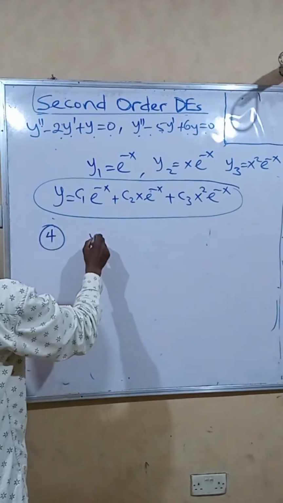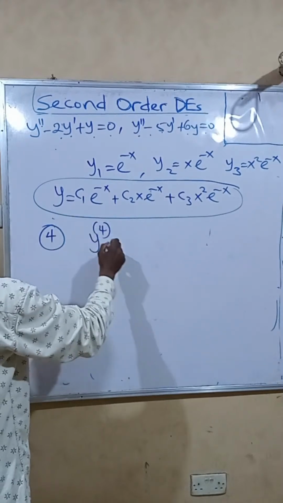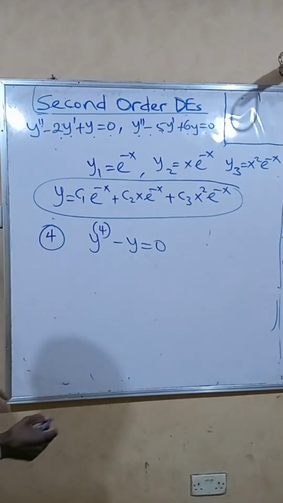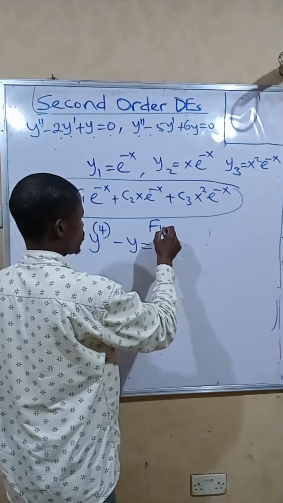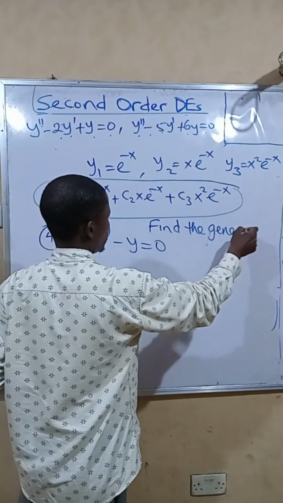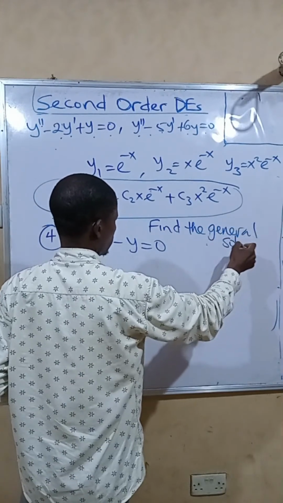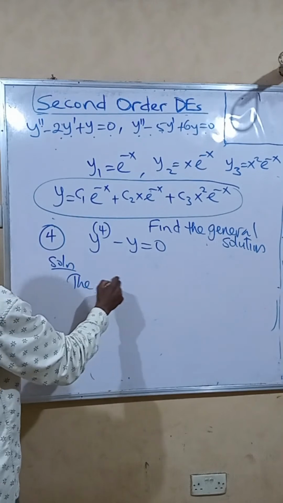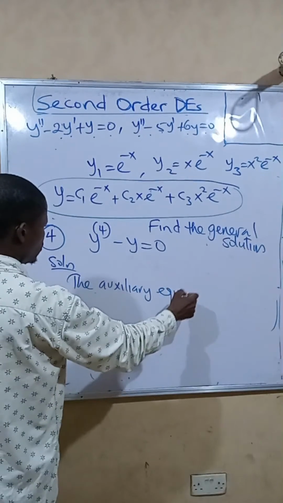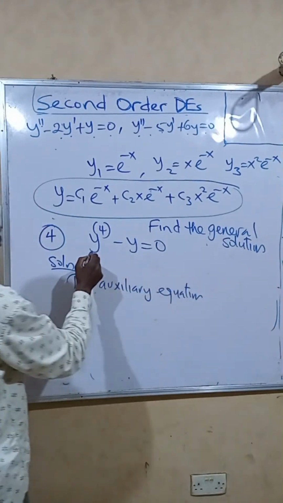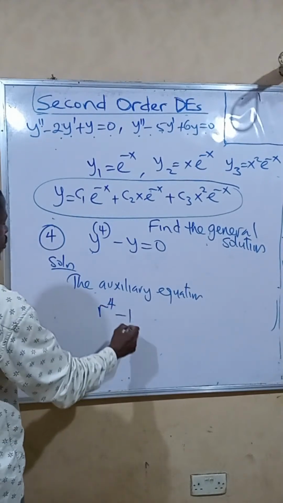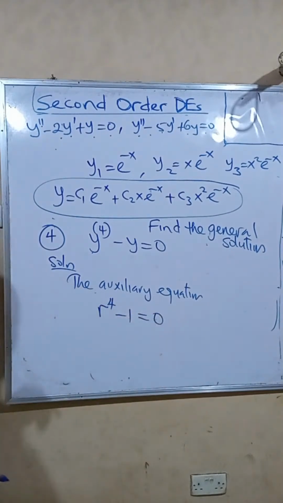We have the fourth differential minus y equal to 0. So that's what we have. We are told to find the general solution. Auxiliary equation. The auxiliary equation will be r to the power 4 minus 1 equal to 0.